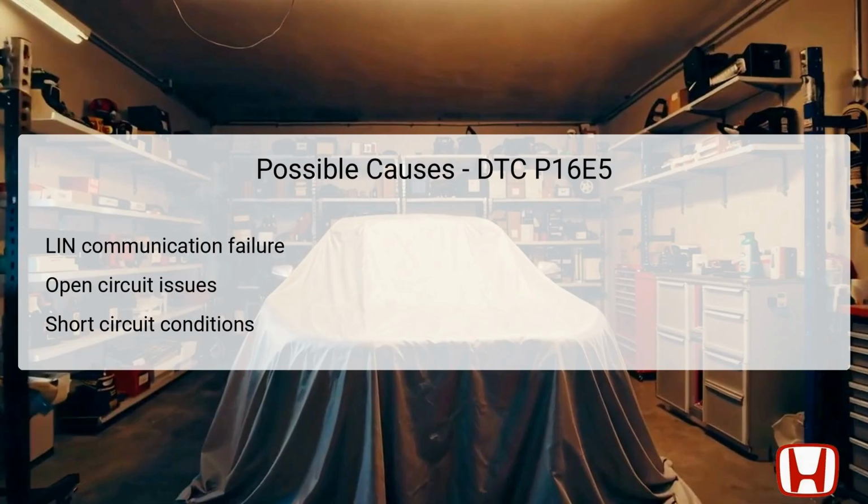Several potential causes could lead to the DTC P16E5. Firstly, a LIN communication failure could arise due to a malfunction in the wiring or the components interconnected via the LIN. This system is vital for seamless communication among various components, so any break in this signal path can trigger the DTC. Open circuit issues where wires are disconnected or have poor integrity can also create communication failures, leading the PCM to register an error.